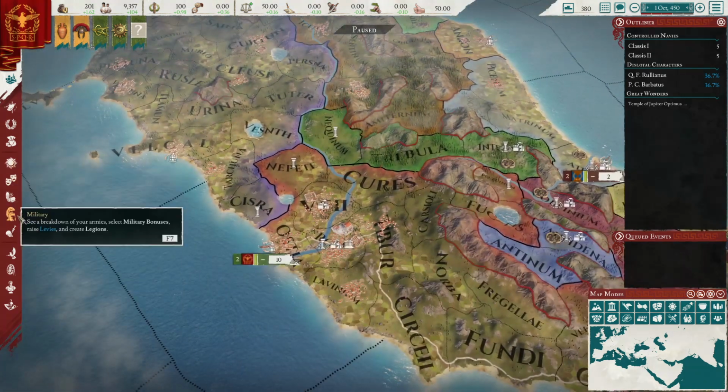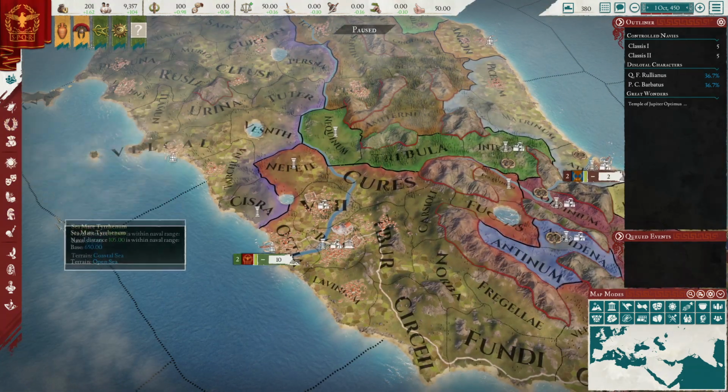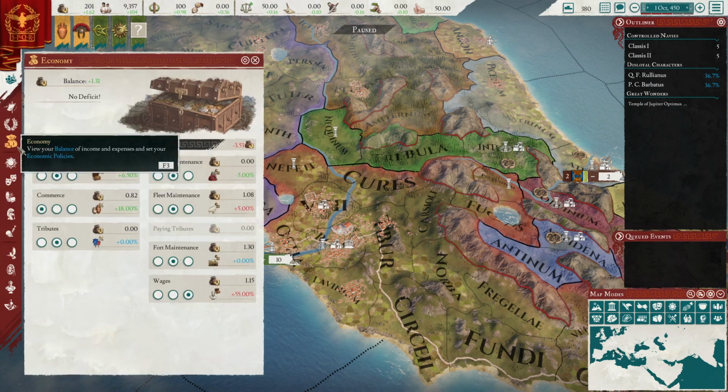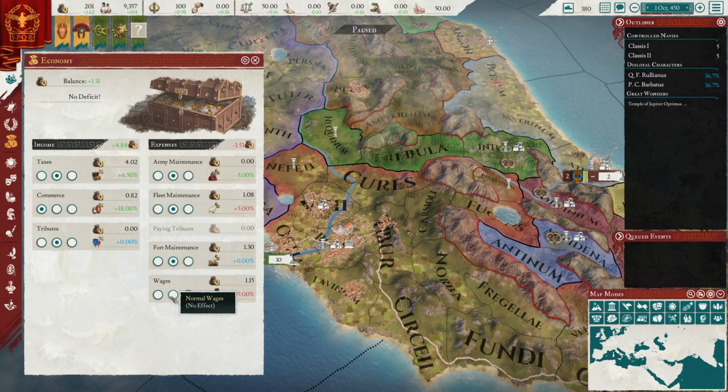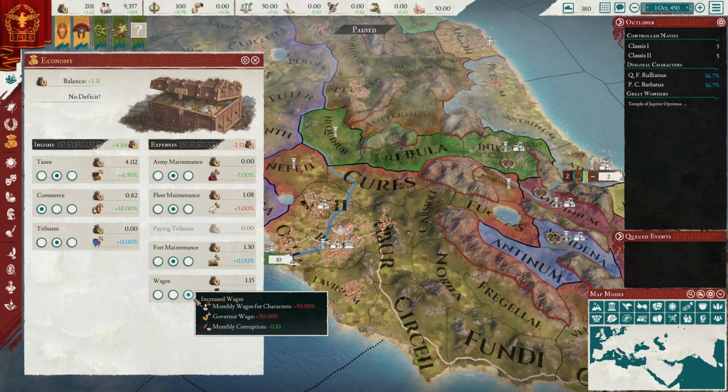Unless you have a lot of corruption and you don't have any of these techs, I would not put increased wages, because you'll be paying more to lower the corruption than you'll be getting back from lowering the corruption. But if you do put yourself in that position, and you really have to try to put yourself in that position, this is a way to help solve corruption.